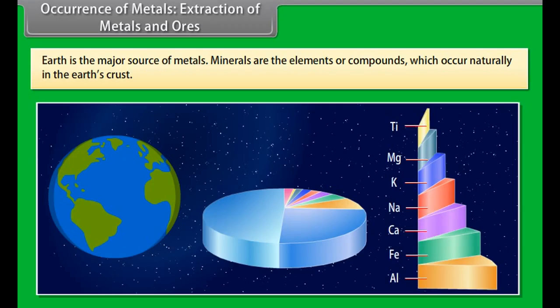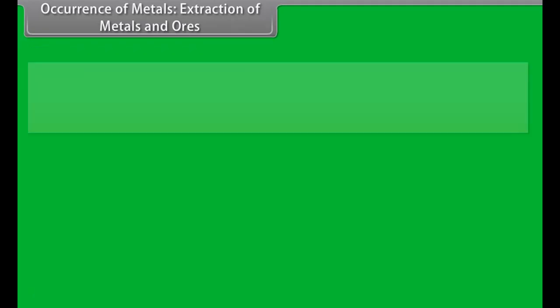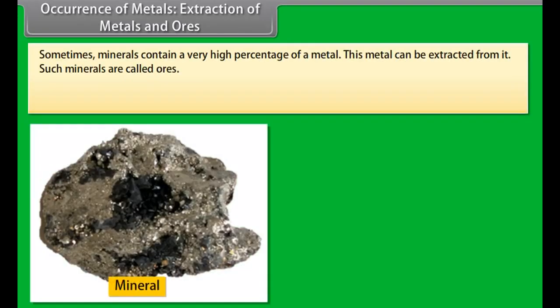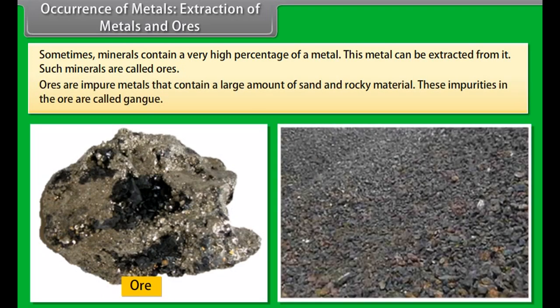Minerals are the elements or compounds which occur naturally in the Earth's crust. Sometimes minerals contain a very high percentage of a metal. This metal can be extracted from it. Such minerals are called ores. Ores are impure metals that contain a large amount of sand and rocky material.